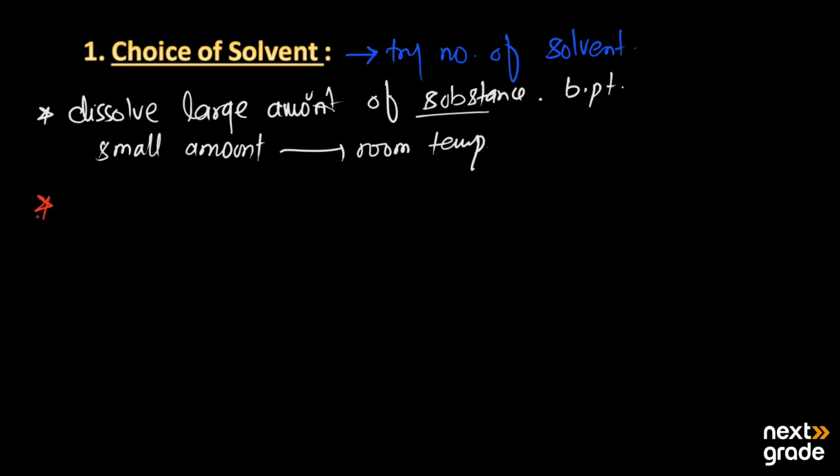The next, or the second property we have, it should not react chemically with the solute. It must be inert towards the solute. It must not react with the solute particles. So this is the second property.